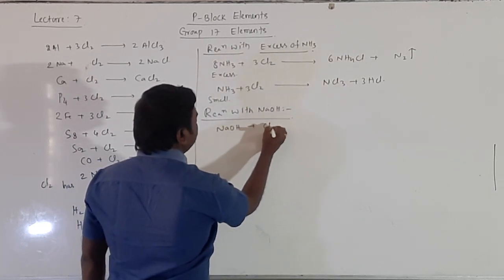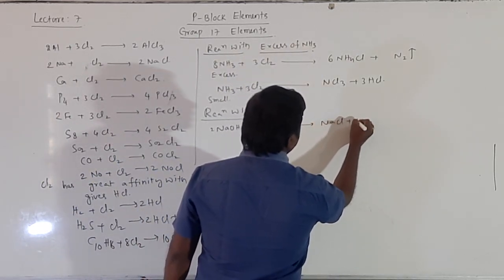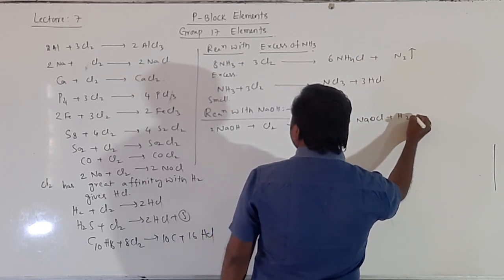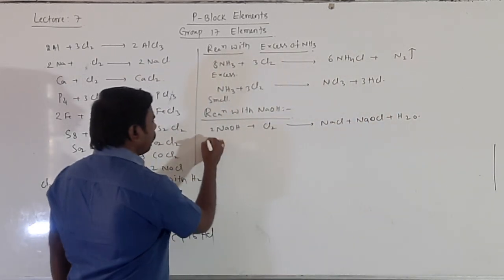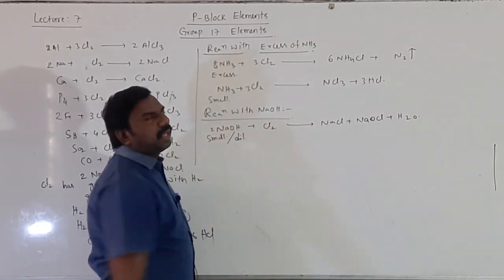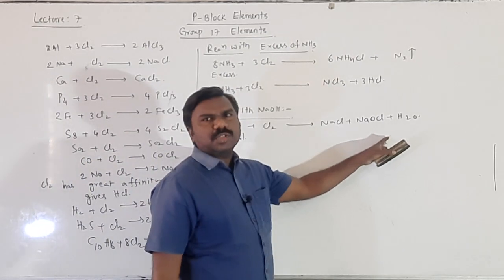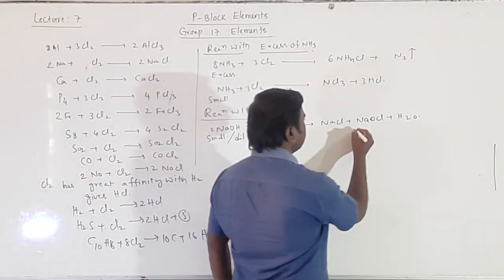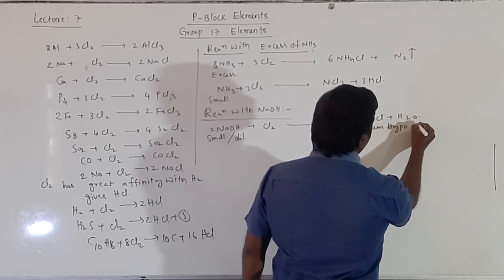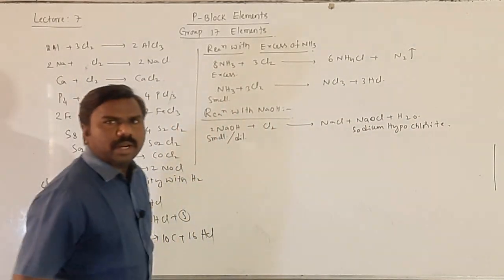NaOH plus Cl2, 2 moles, then NaCl plus NaOCl plus H2O. It is a small amount, also called dilute NaOH. Okay. Sodium chloride and sodium hypochlorite. It is sodium hypochlorite.